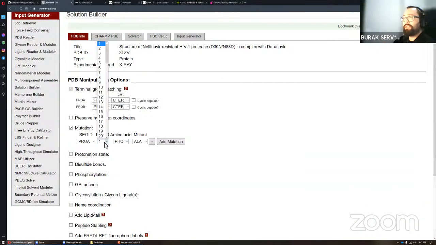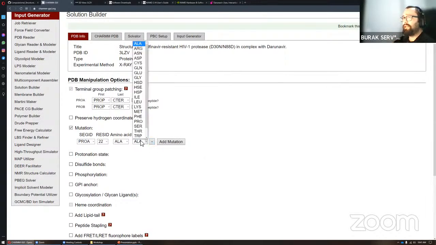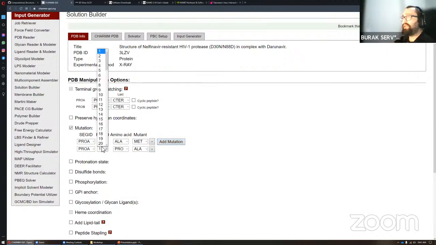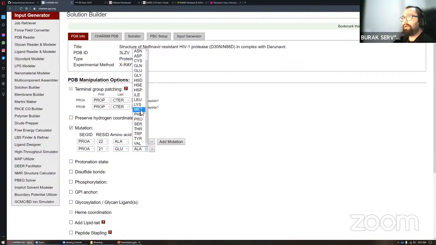Now I want to select the 22. So you can see CHARMM-GUI automatically found it, and it's now alanine. Now it's time to swap this amino acid to another one. So you can select, for example, we can swap this alanine to methionine. And if you want, you can add more mutations in your structure, and you can use this button, add mutation. So we can continue like that. And for example, 21, you can swap this into maybe Leu, we can select this one.